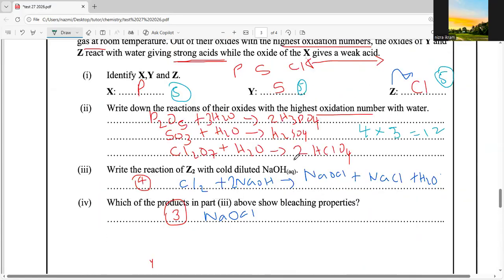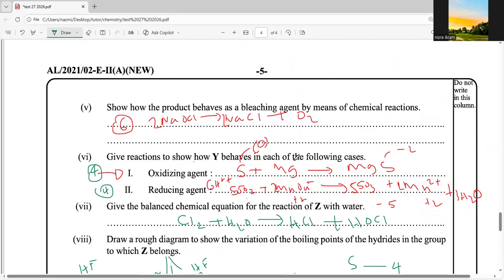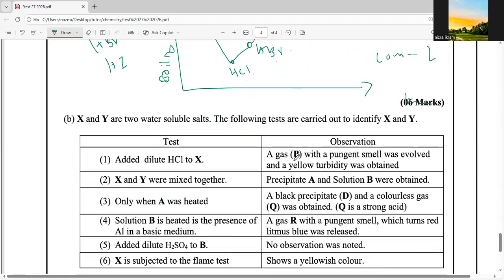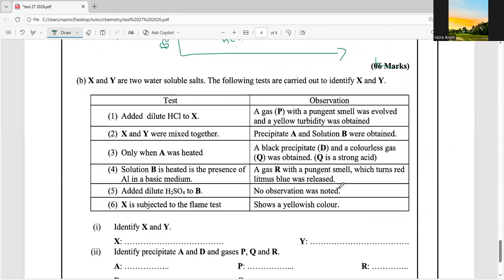Until that, is that clear? I'm going to the next part. If you have any doubt, just drop it in the chat box.